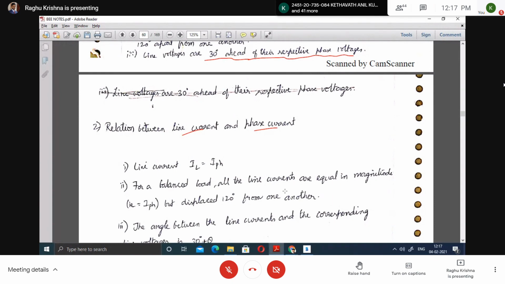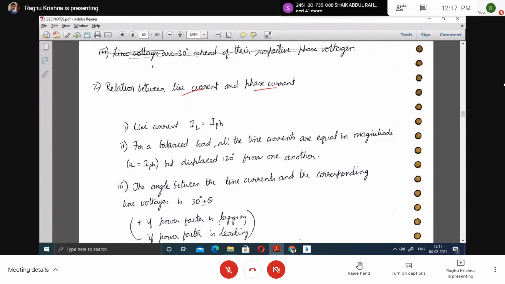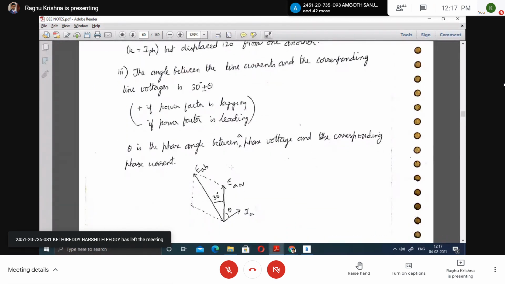The angle between the line currents and the corresponding line voltages is 30 degrees plus or minus theta. The value of theta depends upon the power factor of the load. We take plus if the power factor is lagging, and minus for a leading power factor load. That we are going to see in the problems. Here always remember, theta is the phase angle between a phase voltage and the corresponding phase current.